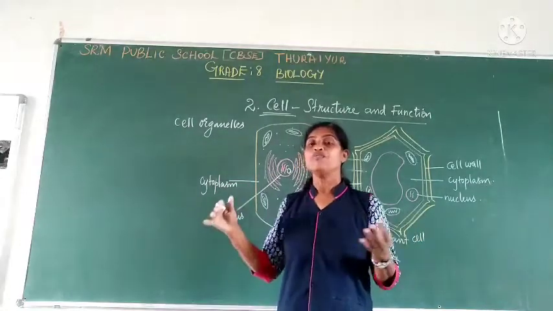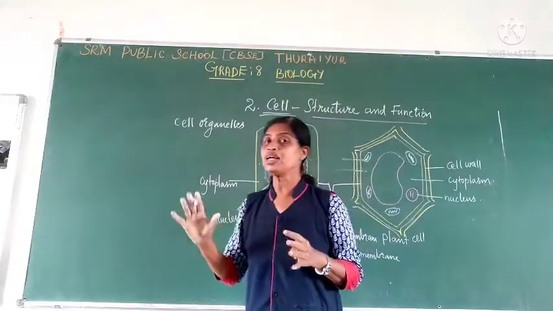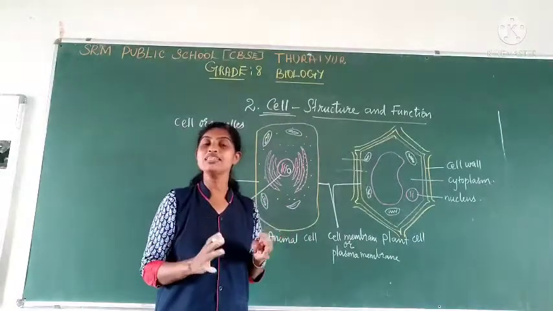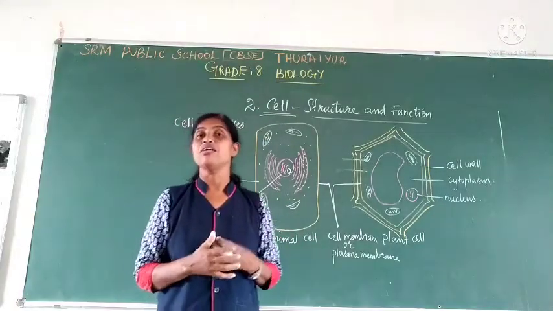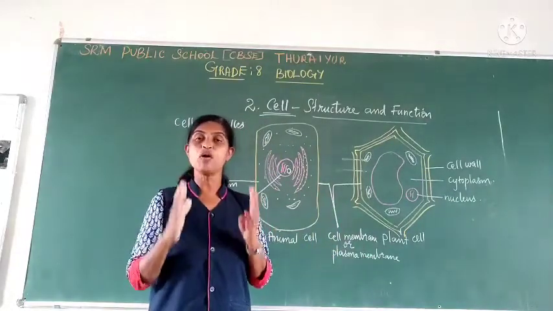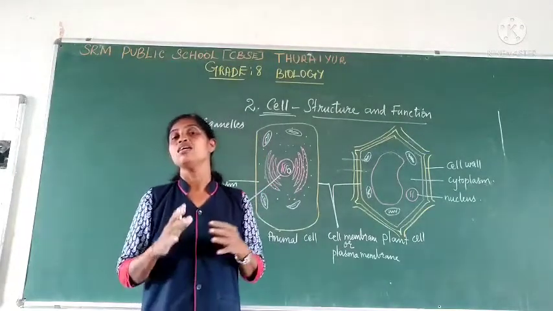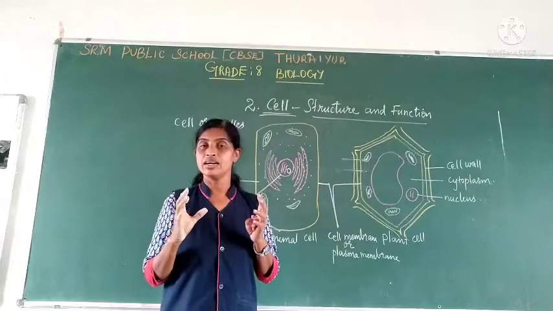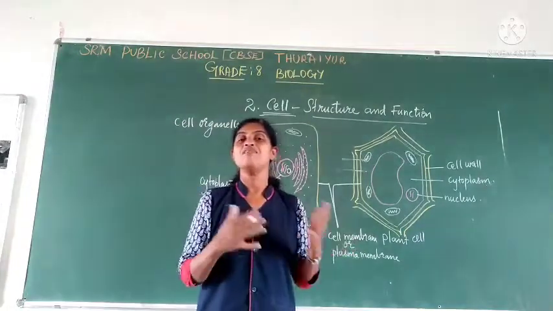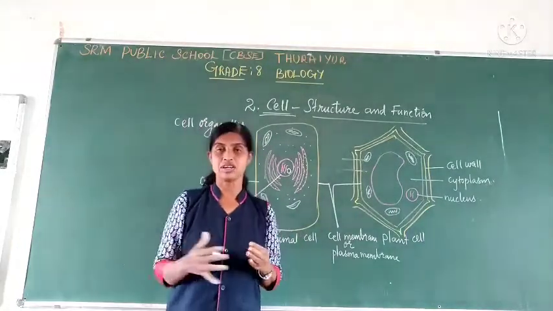Now, when you see some organisms, you will find the nucleus is not clear. No proper nucleus is found. They are called prokaryotes. But many of the organisms have a clear, very prominent nucleus. They are called eukaryotes. Bacteria and blue-green algae are called prokaryotes, whereas all the other animals are eukaryotes. Understand, children?